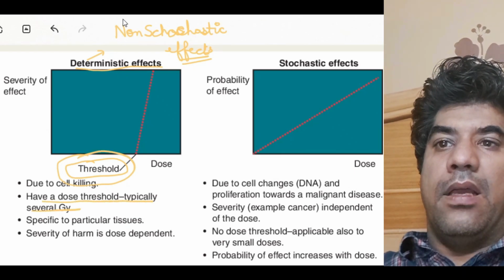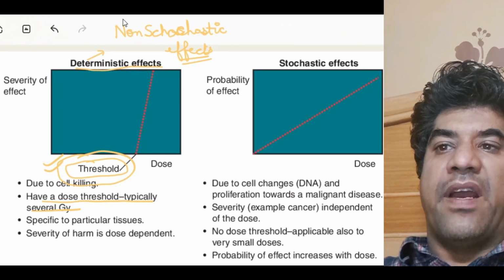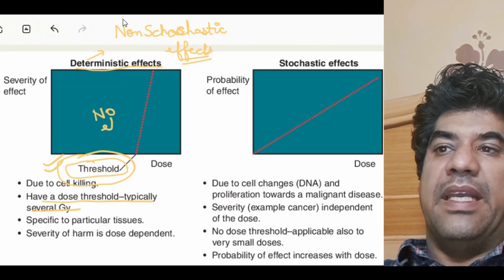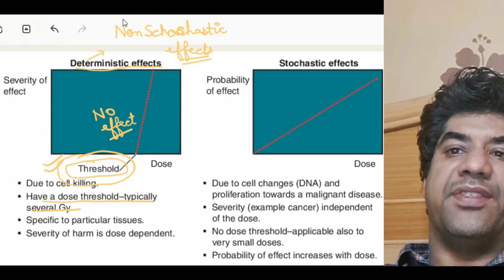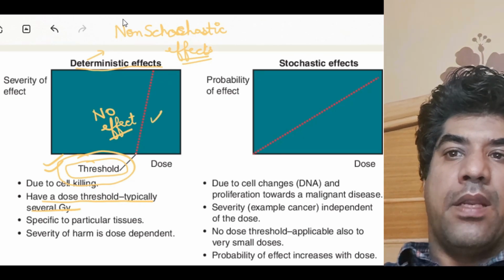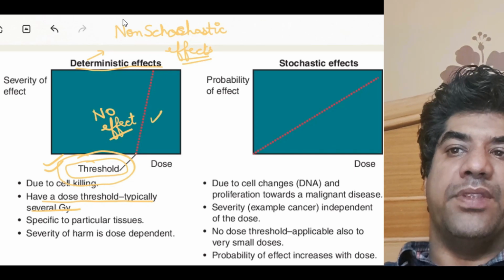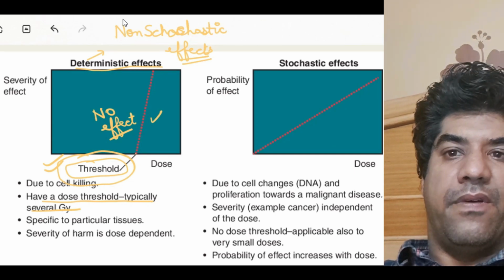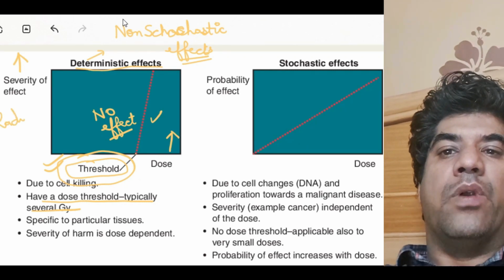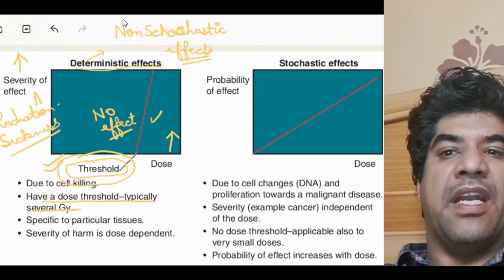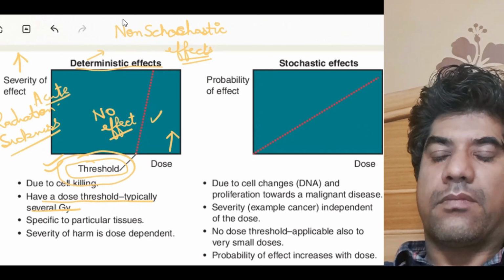The mechanism involves effects on many cells. In these, the severity of response is proportional to the dose. Cell killing occurs in all people when the dose is large enough. The deterministic effects include acute radiation sickness and chronic radiation sickness.